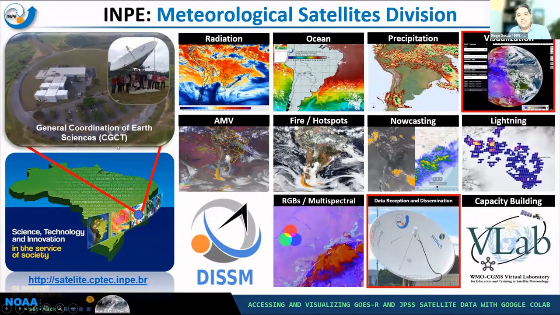This is where I work, and this photo shows our coordination office here in Cachoeira Paulista, which is a city in the state of São Paulo in Brazil. And in our meteorological satellites division, we focus on scientific research using data from meteorological satellites. And we develop satellite products, and we generate these products operationally for the Brazilian and the international communities. And we also have experience in satellite data reception, dissemination, and visualization, which is the focus of our presentation today.